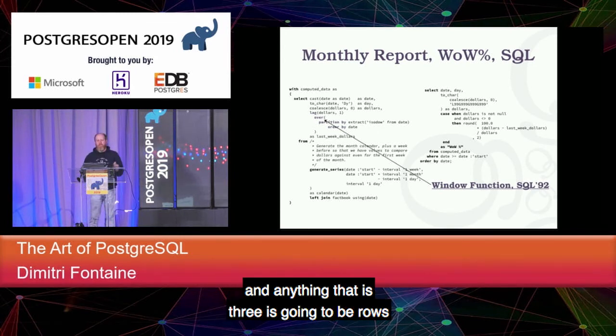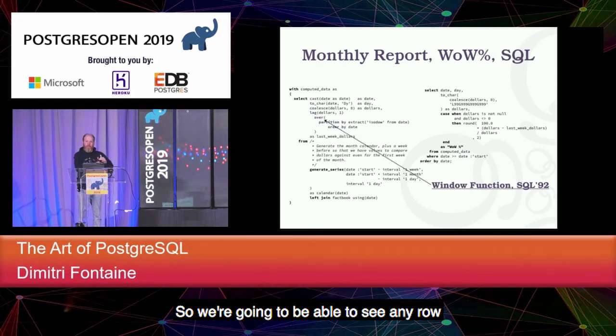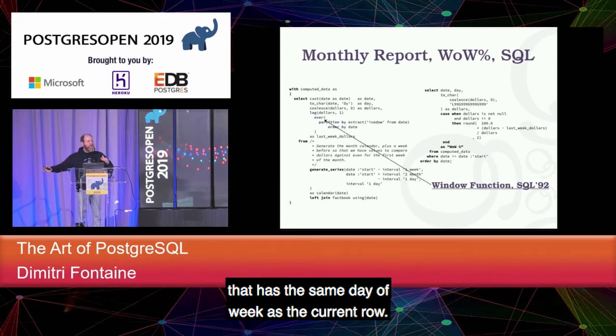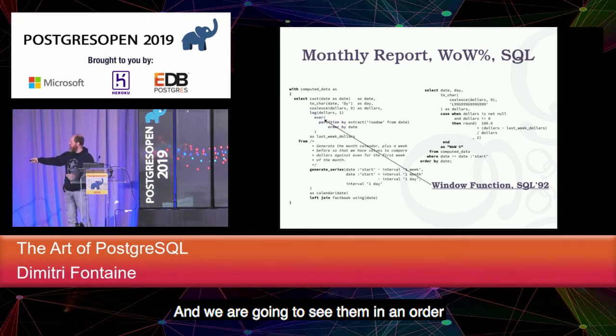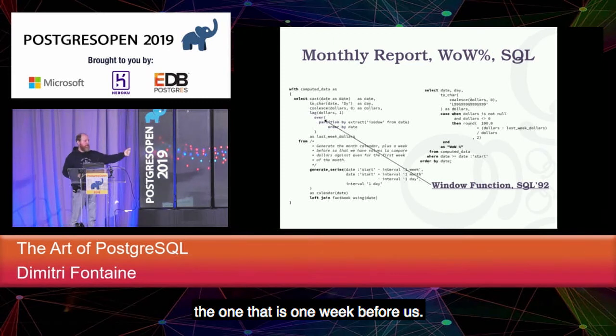And anything that is 3 is going to be rows that we are allowed to see from the current one. So we're going to be able to see any row that has the same day of week as the current row. And we are going to see them in an order that we specify by date. And we're going to lag of 1. So we're going to be able to see the one that is 1 week before us.